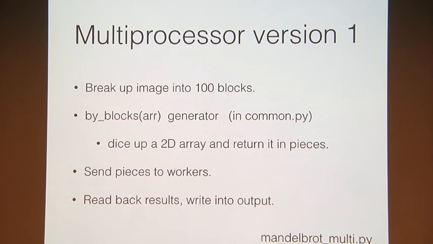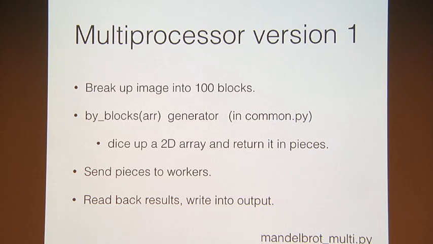All right. So multiprocessor version 1. We're just going to take the image and break it up into blocks, 10 blocks by 10 blocks. I think I'm doing 4K by 4K images, so that comes out to 400 pixels on a side. I've got a generator in common.py that takes a NumPy array and dices it up, returning it in pieces. Those pieces are sent to the workers. And then in the multiprocessing one, it's going to send it out to 4 workers, compute on those blocks, read back the results, and then write that into an output.